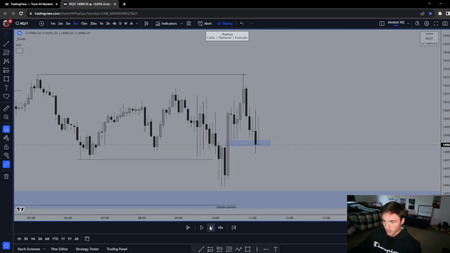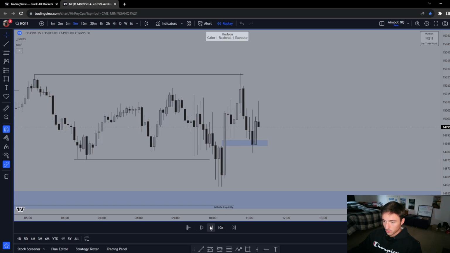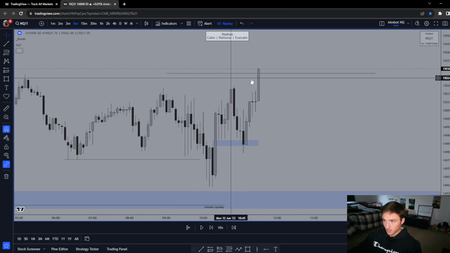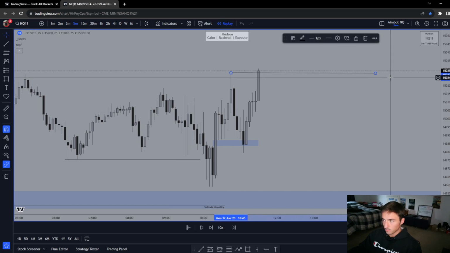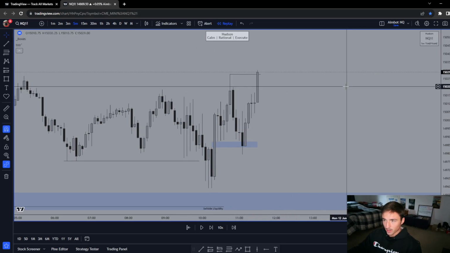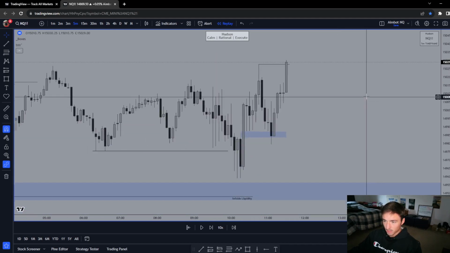So far, we're holding, right? Okay, so now what can we expect? This high. There we go. This high's taken out. But I can't go down lower time frames, so I can't really buy or anything. But this could have been a buy.